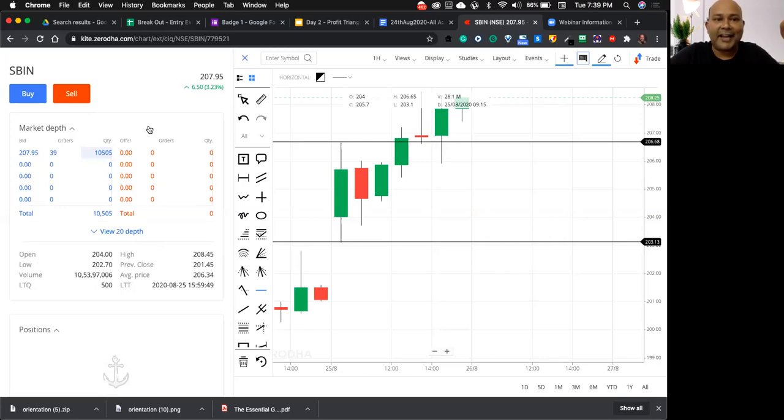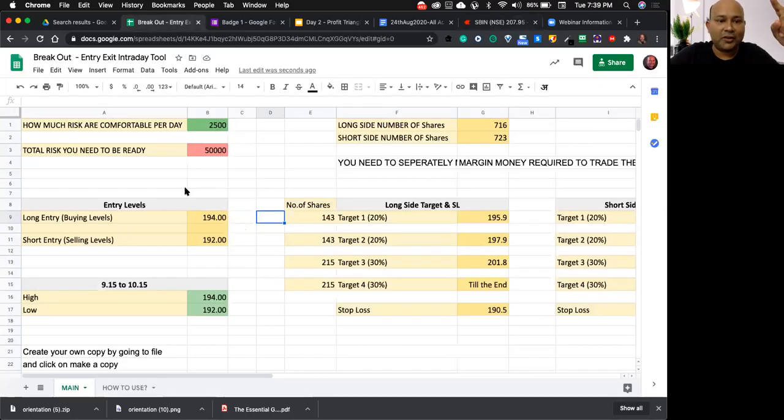Mark the high and the low on this tool. You can come back and update at exactly 10:15, whatever is the high for that particular day for that particular stock. Update the high and update the low.